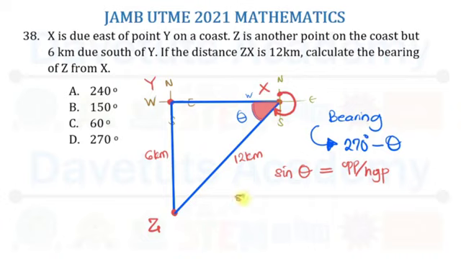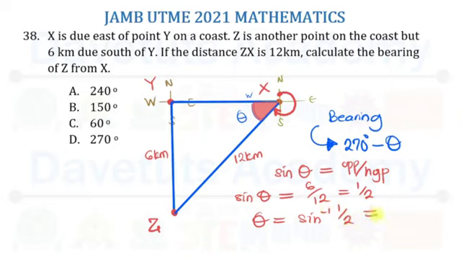So sine theta for us here will be, what's the opposite? 6. What's the hypotenuse? 12. Interesting. That's 6 over 12, which is 1 over 2. So theta will be arc sine 1 over 2, and that will be 30 degrees.